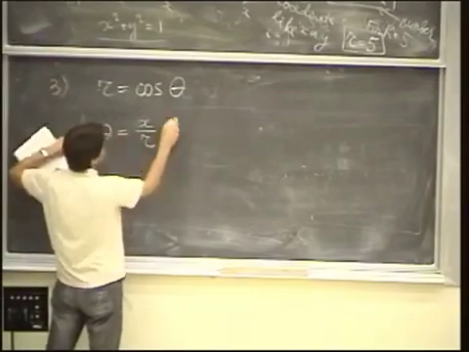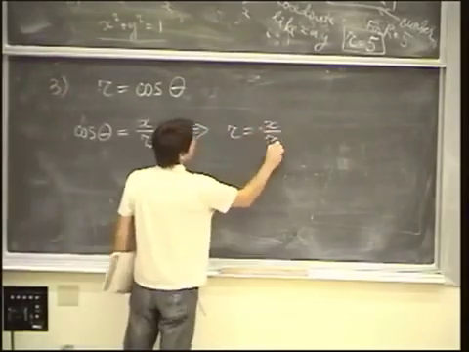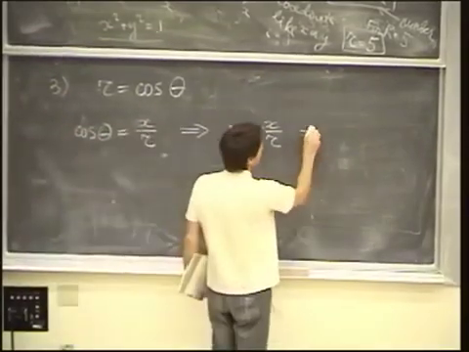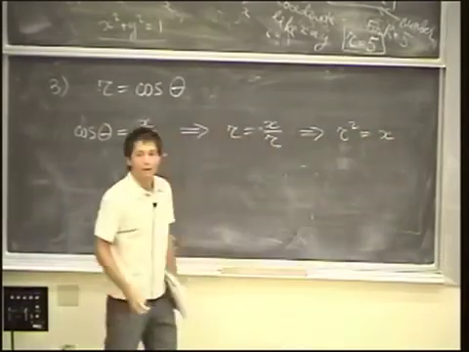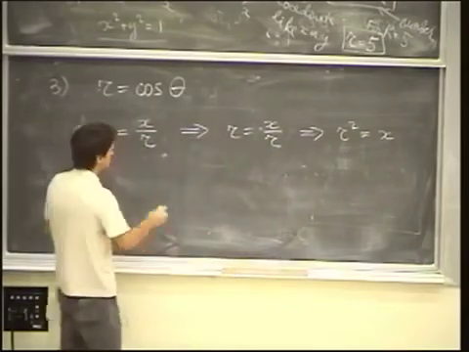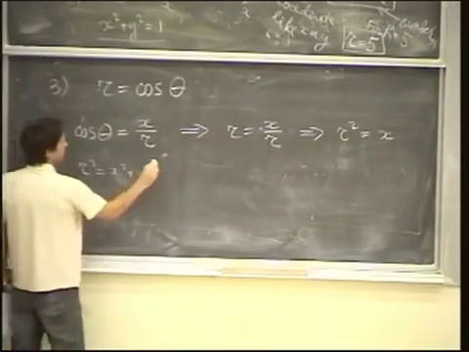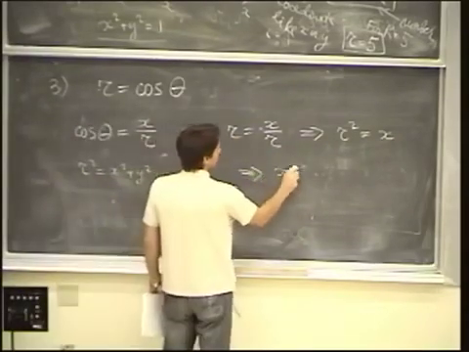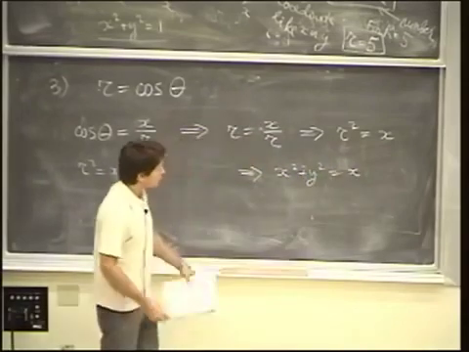Now let's substitute this in this formula. So we get r equals x divided by r. And now we can multiply both sides by r. So we get r squared equals x. Okay? And now is a good time to express r squared in terms of x and y, because remember, r squared is x squared plus y squared. So we substitute here, and the result is x squared plus y squared equals x. And this is already much more manageable.